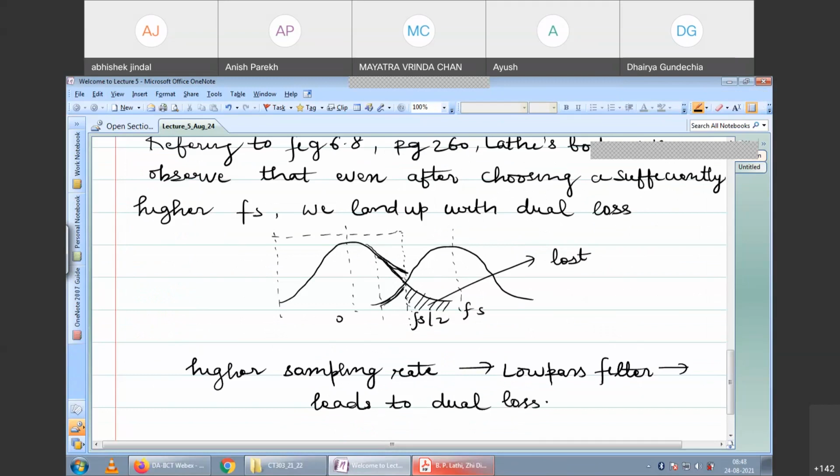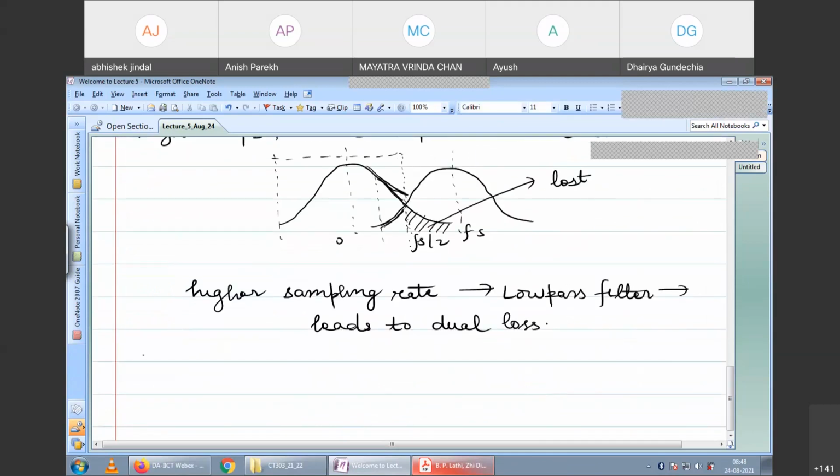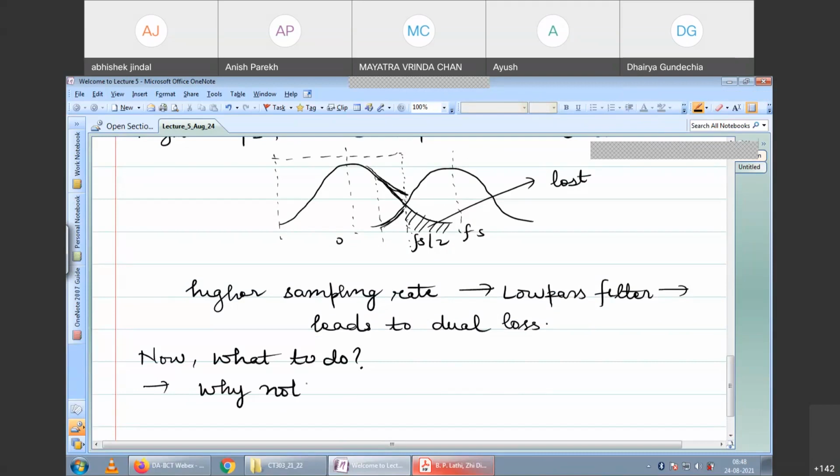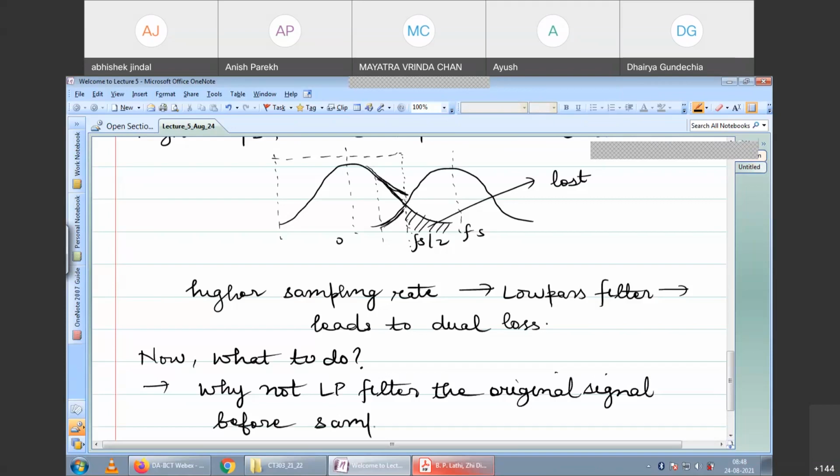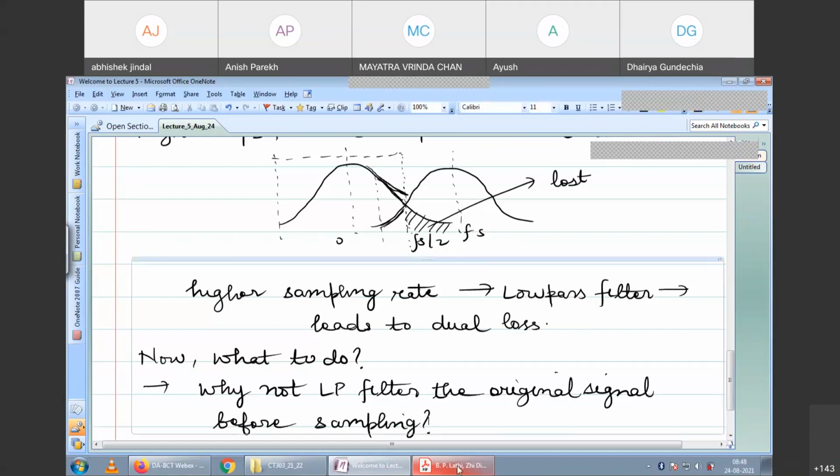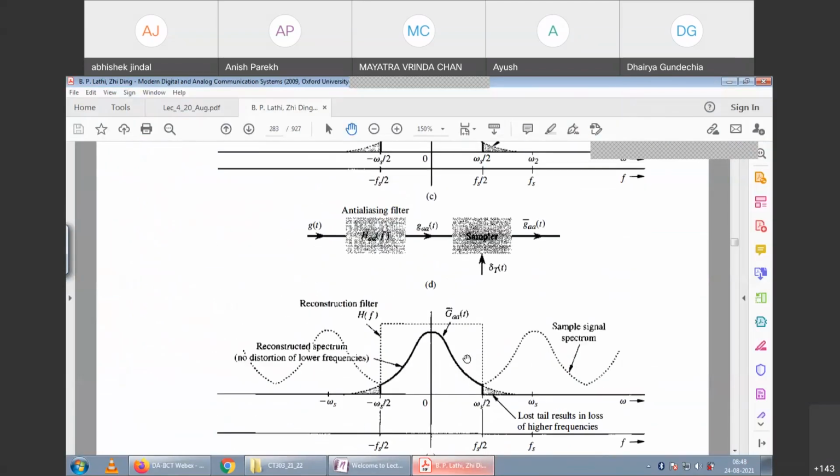So how to avoid that? Now, what to do? This is the question now. What to do? So the strategy is, why not low pass filter the original signal before sampling? Why not do that? Now, what is the impact if at all we do it? Let us see.